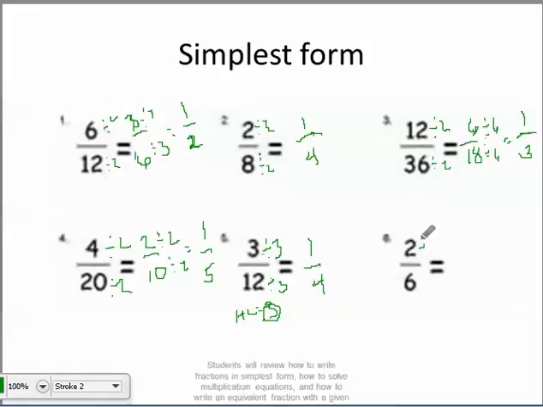Even numbers again. Divide by 2. Divide by 2. 1 over 3. So one of the easiest ways of finding simplest form, divide by 2 if it's an even number. If it's not, look and see if you can divide by 3.